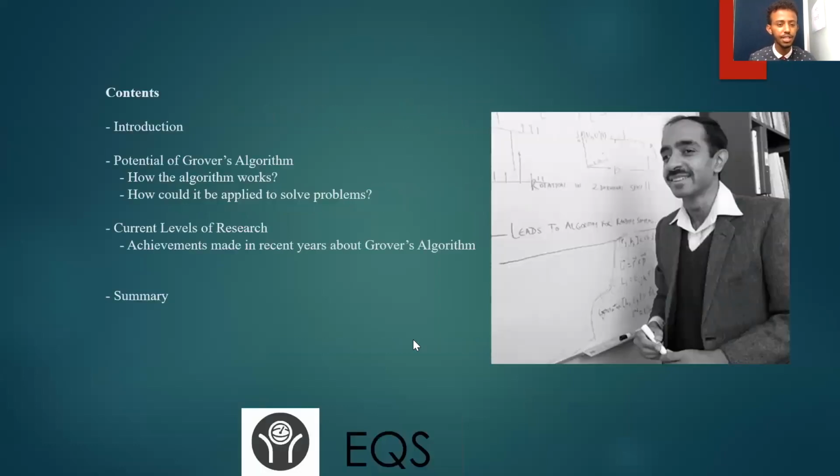In this presentation, I will try to deliver an introduction to Grover's algorithm and try to explain how the algorithm works in an undergraduate student-friendly manner. I will also try to assess the potential problems that this algorithm would solve, and give an example of an improvement made to the algorithm.